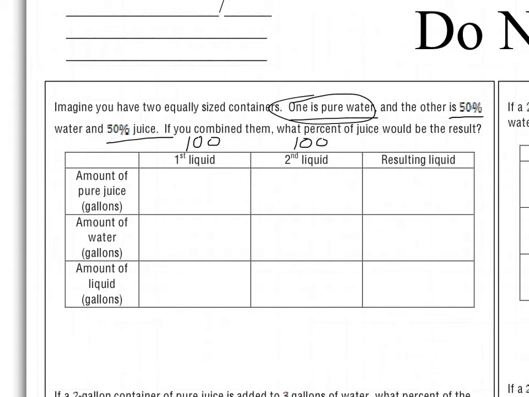So the amount of pure juice in the first one, well, it's pure water, so that would be nothing. And then the amount of water is going to be 100. So the total amount of liquid is 100. So that's really just our check down there at the bottom. These two things do add up to equal that. And that's also going to be an important concept as we move forward, when we're going to be able to write equations to help these out.